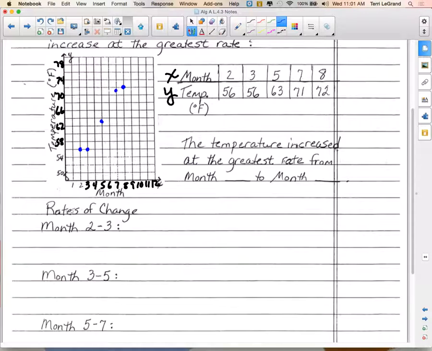How many time intervals are we going to have? 4. We start with our first point, and we connect the first point to the second point. There's 1 time interval. We connect the second point to the third. There's our second time interval. Third to the fourth. There's our third. Fourth to the fifth. There's our fourth time interval. There should be 4 time intervals, 4 line segments on your graph.